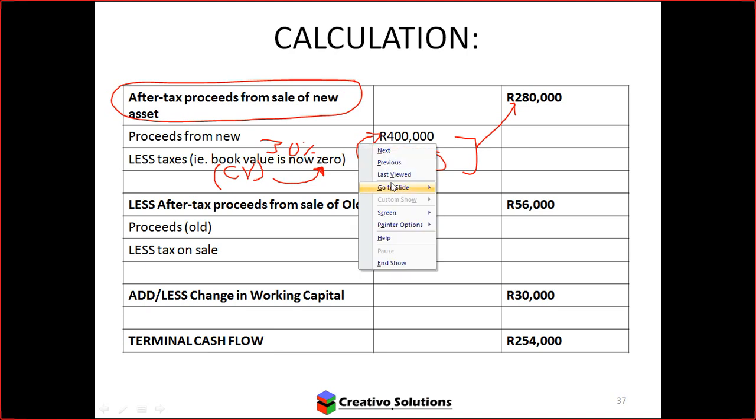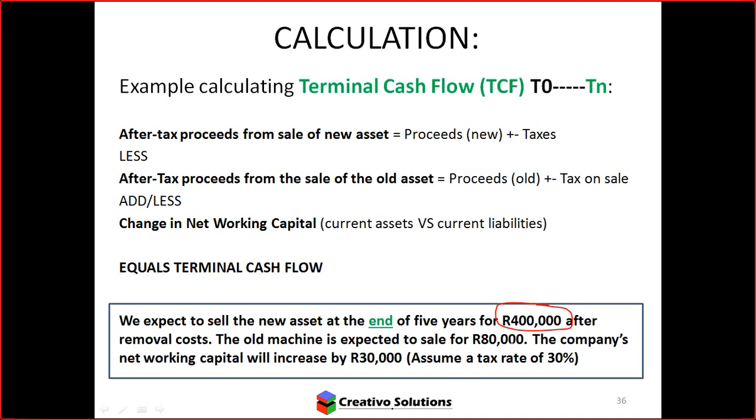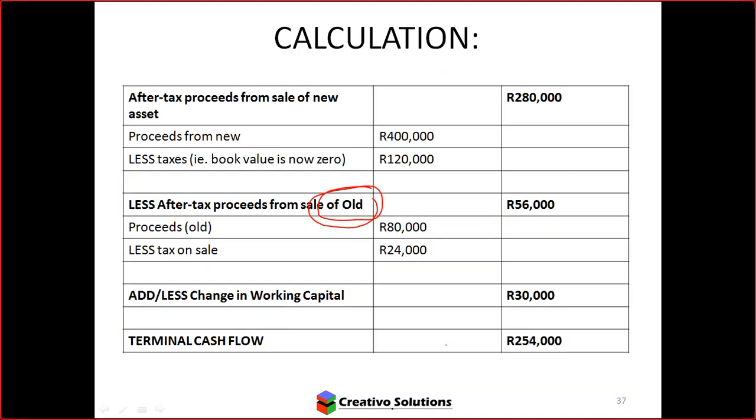Now that's new complete. Now I need to look at old. How much is the old going to sell for? 80. Does the old asset have a carrying value? Yes, but the carrying value is 0. So what will the tax be? The tax will be 30% on the selling price. So 80 minus 24 gives me 56. That's the after-tax proceeds on the sale of the old. The 24 is 30% of 80.